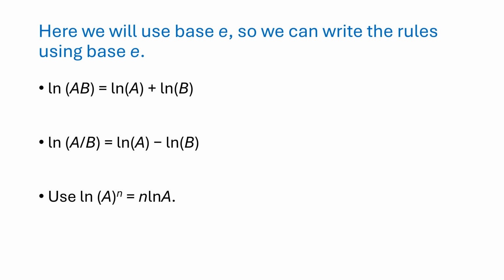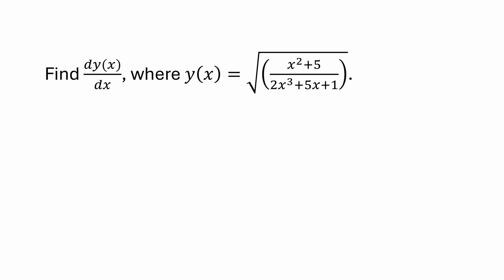Here we will use base e, so we can write the rules using base e, a natural logarithm. Find the derivative of y of x with respect to x, where y of x is the square root of the quotient of x squared plus 5 over 2x cubed plus 5x plus 1.